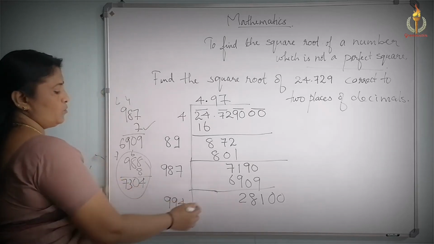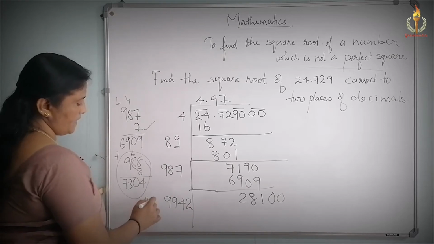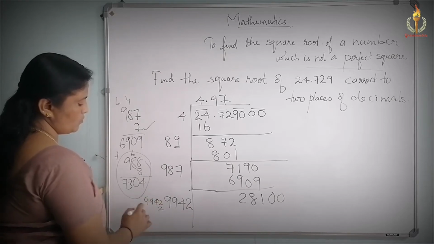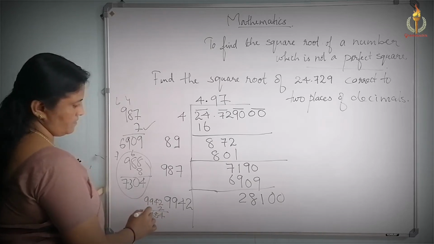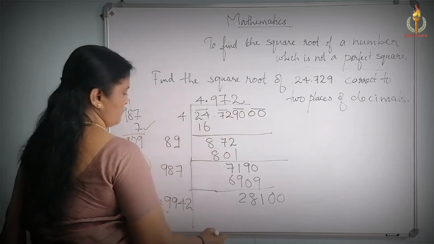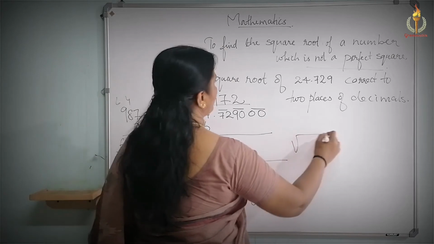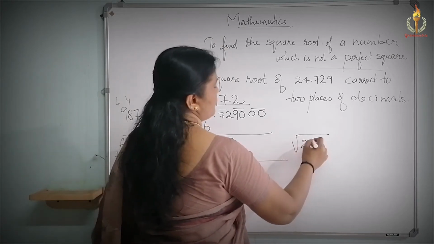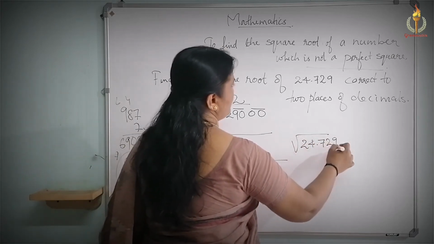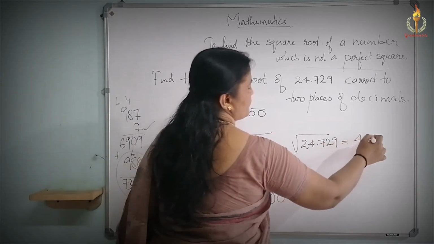So you have to get 281. So again a 2 we can add, 9942 into 2. Okay, 3 will be coming more, so it is 2s are. You need not do that count. So your answer is root of 24.729 is equal to 4.972.